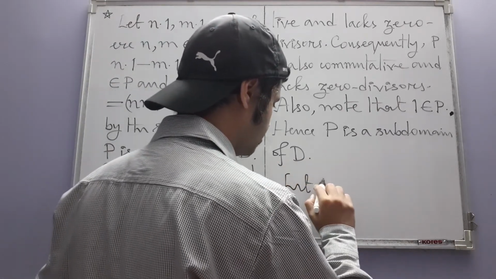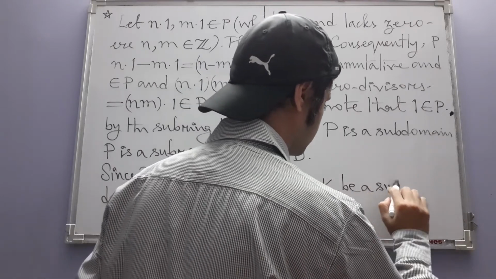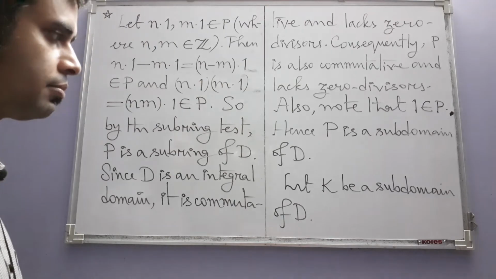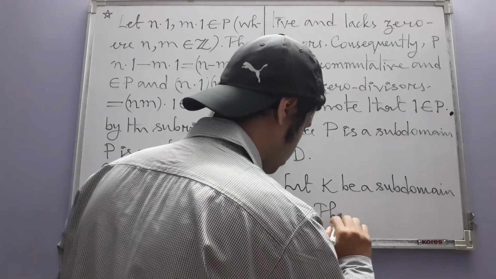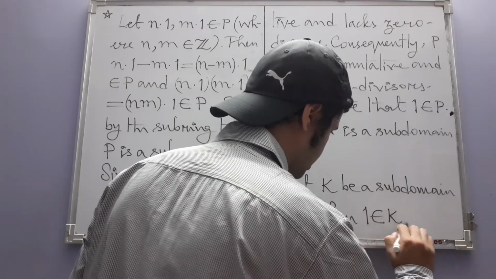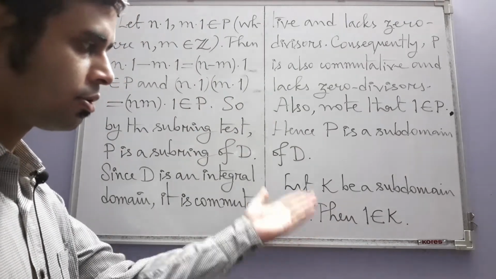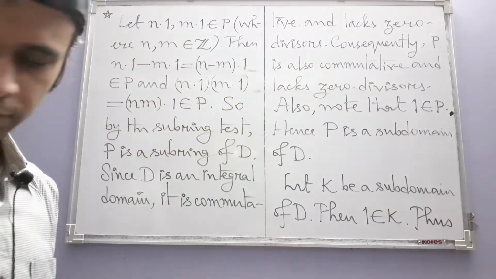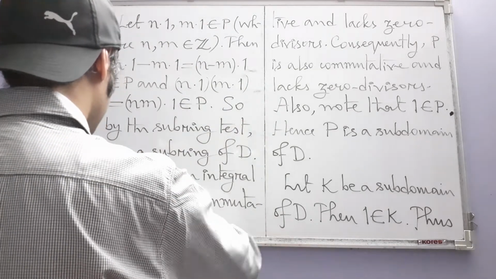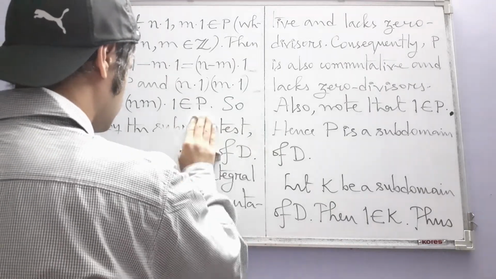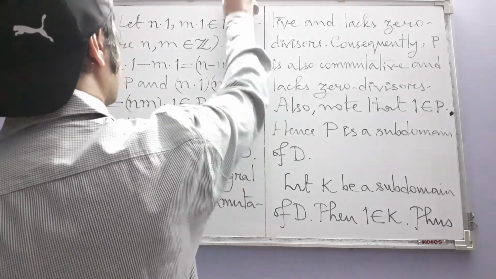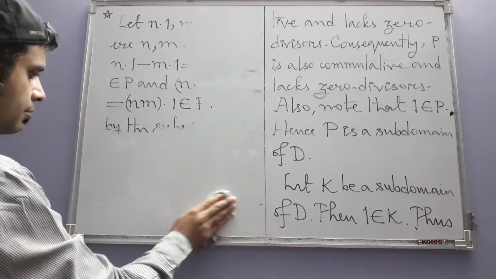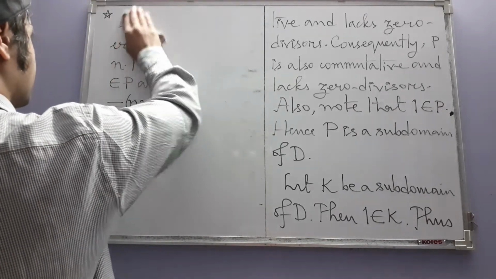For that, let K be a subdomain of D. Then the unity of D is in K, because K is a subdomain, so by definition it should contain the unity of D. Now K being a subdomain is a subgroup of D under addition, and hence n times 1, n dot 1, will belong to K for any integer n, proving that P is a subset of K.